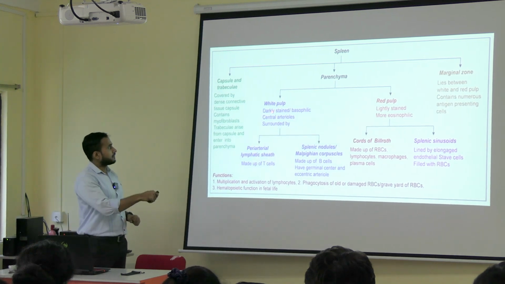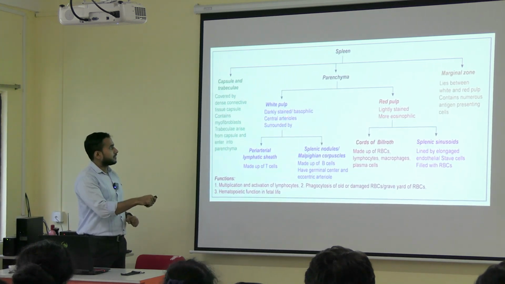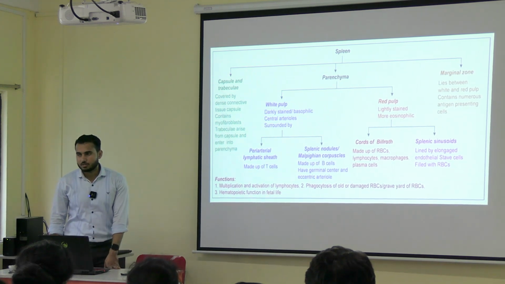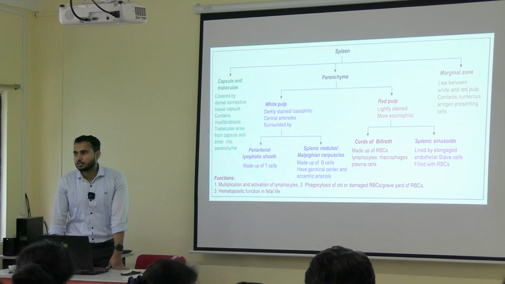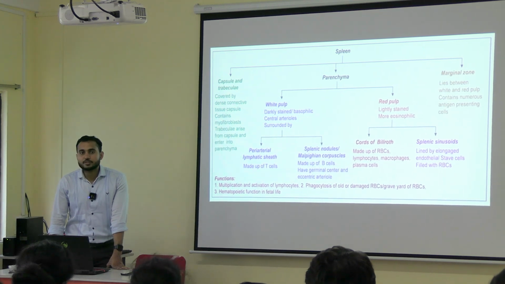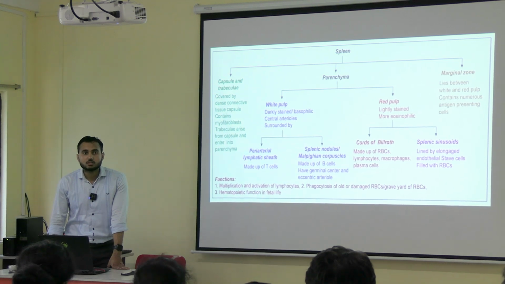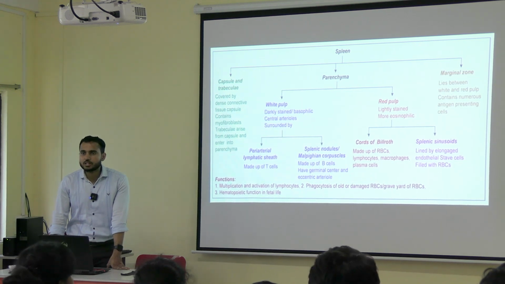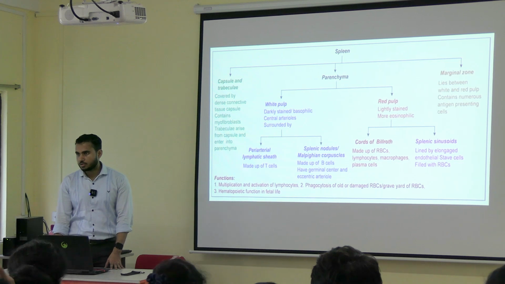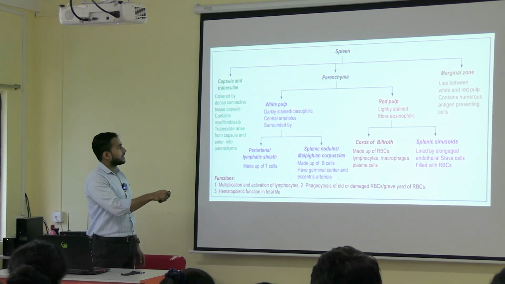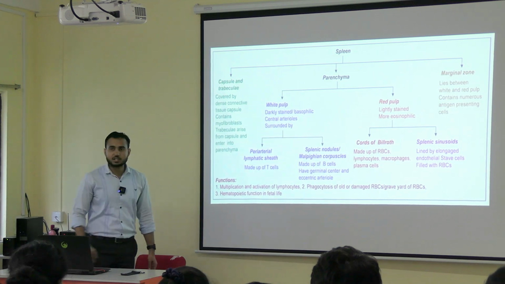So if you see white pulp, it is darkly stained. Now, which type of appearance will be there? Basophilic appearance. Basophilic appearance का मतलब क्या है? If it is basophilic, what will be the color? Blue color. B for B. Basophilic means appearance will be blue color. Okay. So first of all, it is darkly stained basophilic, and in that you will be getting the central arteriole.